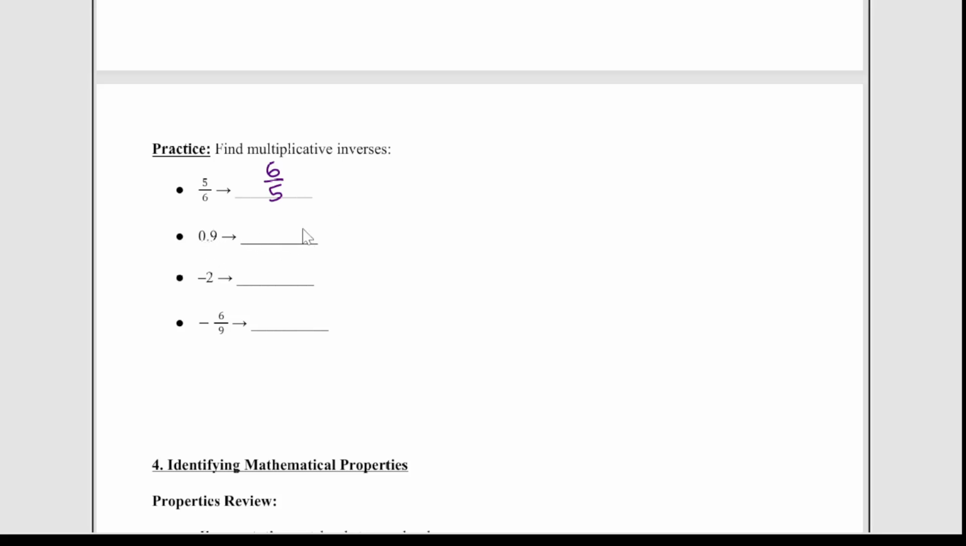For 0.9, I would actually encourage you to first convert 0.9 into a fraction, which is 9/10. And then you can see that its multiplicative inverse would be 10 over 9. Alternatively, you could have put 1 over 0.9, and that would have technically been correct. It's just not usually considered good form to put decimals inside of fractions. Not for any particular reason, just math conventions.